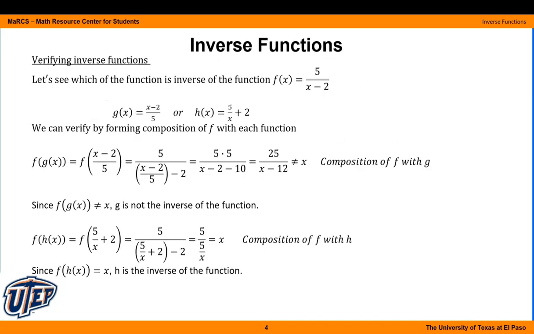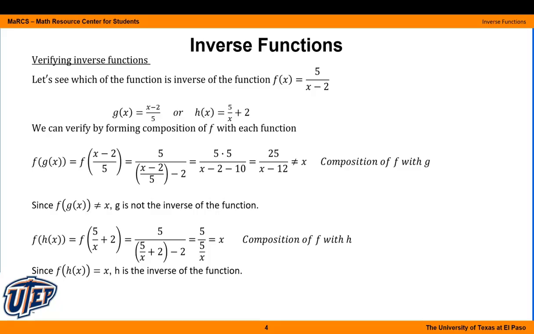Now let's verify inverse functions. We want to determine which function is the inverse of f of x equals x over x minus 2. We are given g of x equals x minus 2 over 5, or h of x equals 5 over x plus 2. First, let's test g of x. We substitute g of x into f of x, and after simplifying we get 25 over x minus 12. Notice that this does not simplify to x. So since f of g of x does not equal x, g is not the inverse of the function.